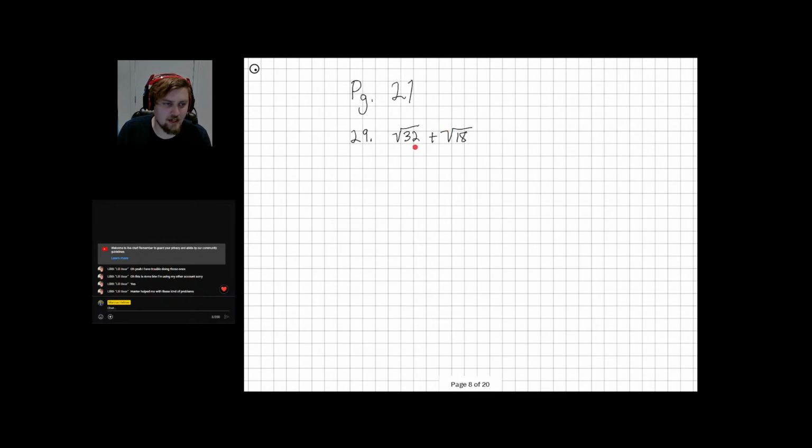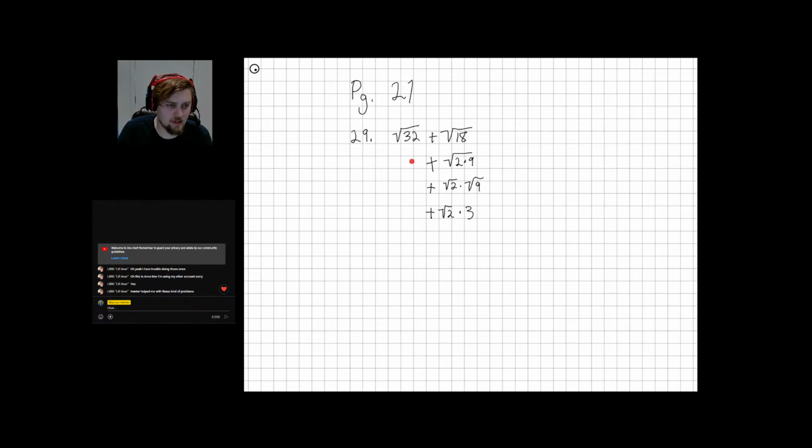Okay, we want to simplify this. So we need to simplify the square roots. Remember that square roots break up over multiplication. So can we write 18 as something with multiplication? Yes, we can. That's going to be 2 times 9. Then I get square root of 2 times square root of 9, which is just square root of 2 times 3.